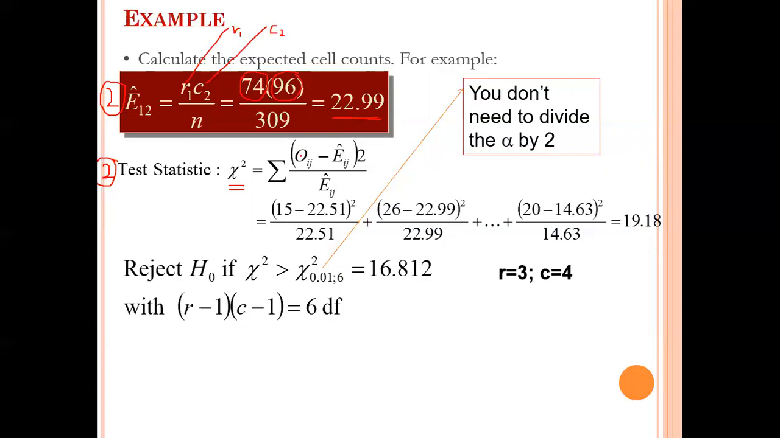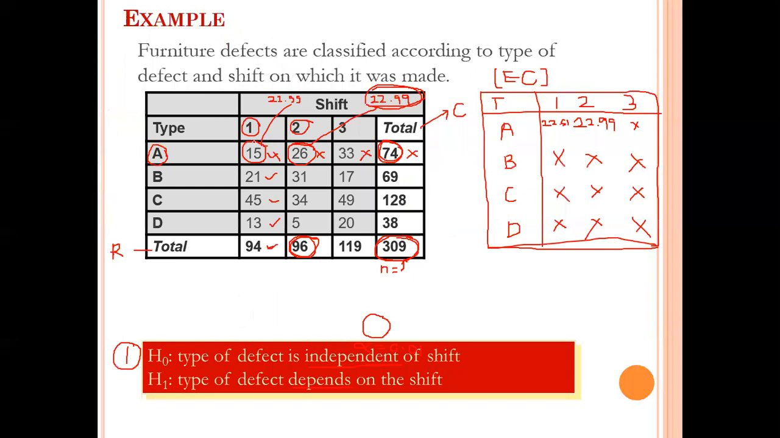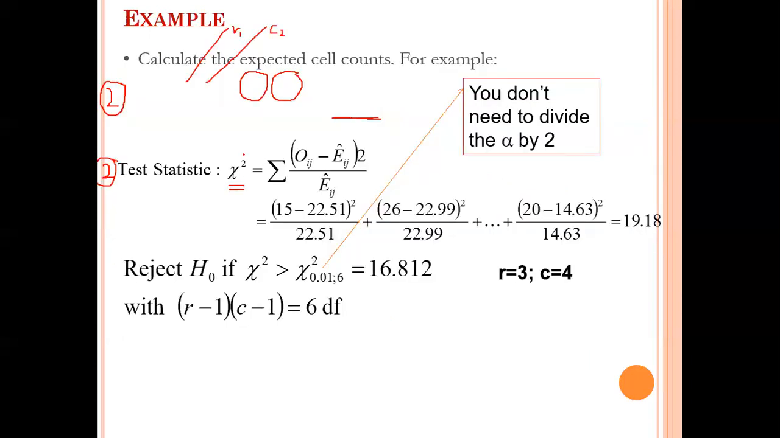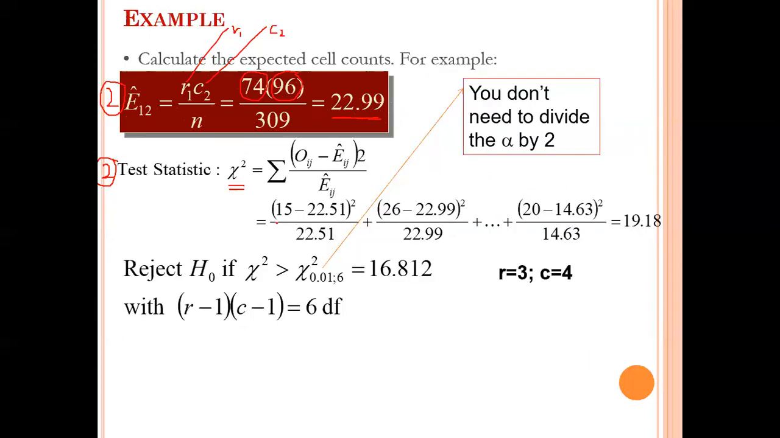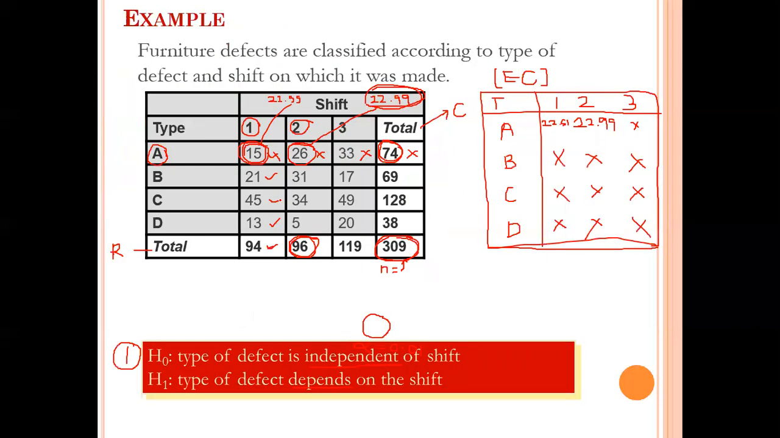Let's say from the table, what is the first value for observed count or observed frequencies? Okay, it is 15. So now you insert the value in this formula, that is 15, and divide by the expected count. What is the expected count for the observed count 15? If you refer back to this table, the expected count that you calculated previously is 22.55.